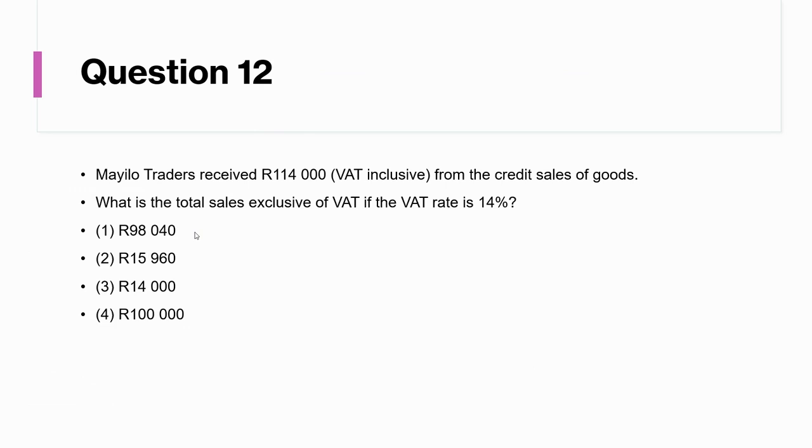Now let's move on to question 12. My Yellow Traders received 114,000 from the credit sales of goods. What is the total sales exclusive of VAT if the VAT rate is 14%? I did cover this in my previous video, but I saw that my calculations were very small, so you guys might not have seen it. So I'll cover it again now.